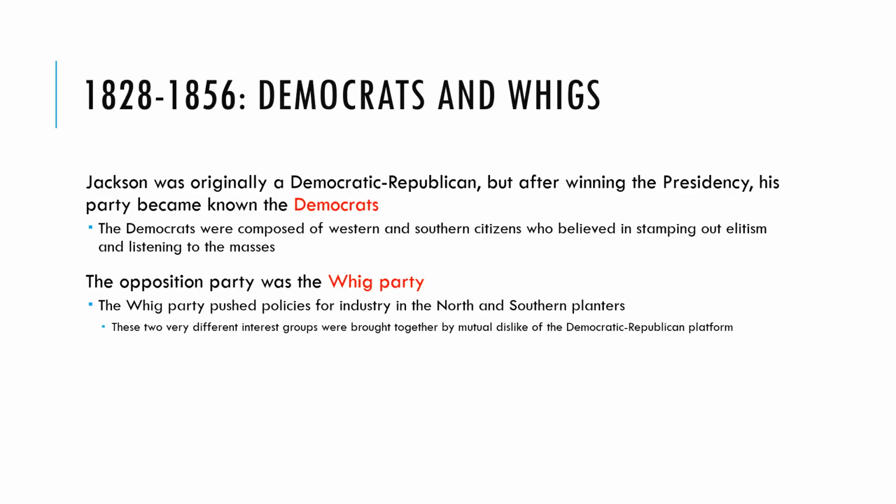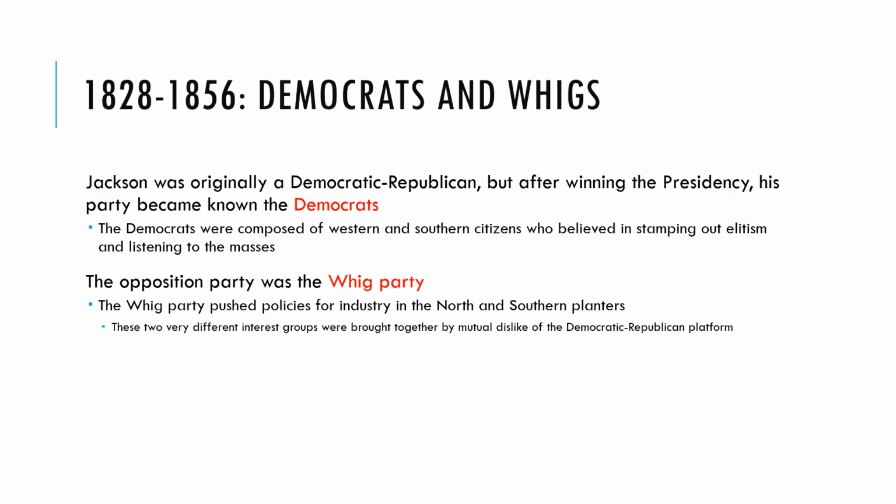The opposition to this party is the Whig Party. The Whig Party pushed policies in the industry in the North and for Southern planters. Now, if we've learned anything through American history, if we've learned anything about talking about regional differences, it's the idea that you can get Northern industrialists and Southern planters to agree on anything is a huge, monumental undertaking.